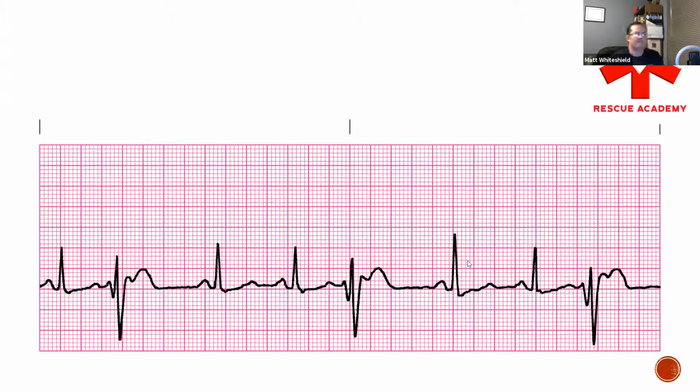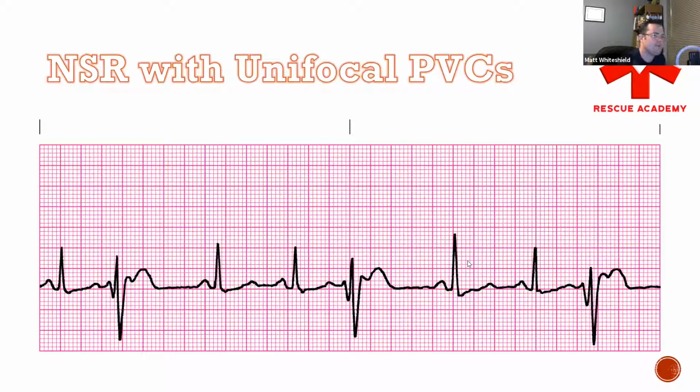What do we got here? So we got a pattern here. We have two regular beats, and then we have a PVC that follows. Remember, if it is the third beat, that is trigeminal. So this would be considered trigeminal. I know up here it says unifocal PVCs. They are unifocal, they're the exact same, but you are 100% sure that this would be considered normal sinus rhythm with trigeminal PVCs. Good.